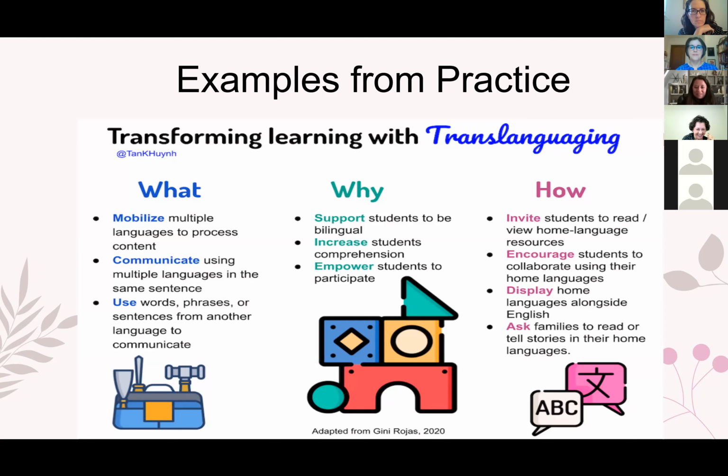So these are the what's, the whys, and the hows of translanguaging practices. And I'm going to provide some examples of what I did when we were back teaching and learning virtually last school year.